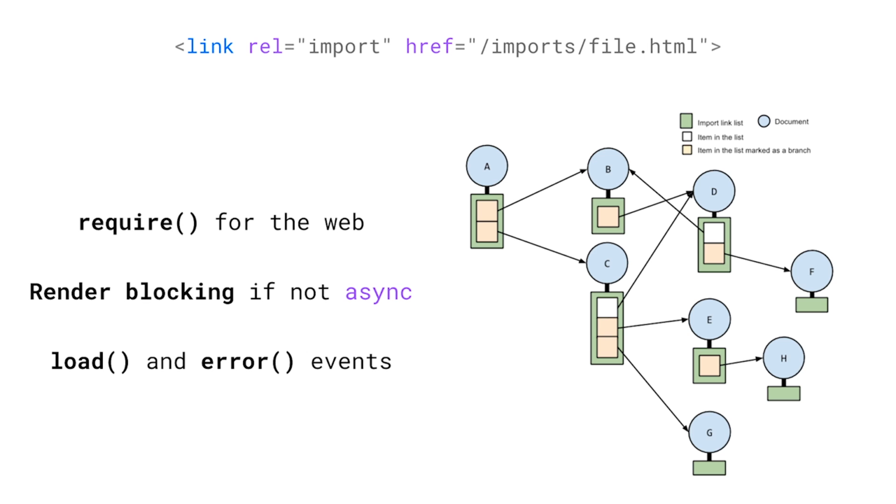It behaves like a style sheet, so if you don't specify the async flag, it's going to be render blocking. And it's got a load and an error event. So you can actually see when the link has been successfully imported. And the DOM is going to be in charge of creating this import link list between all the pages and all the documents. It's going to sort out the dependencies for you, so very easy to use.